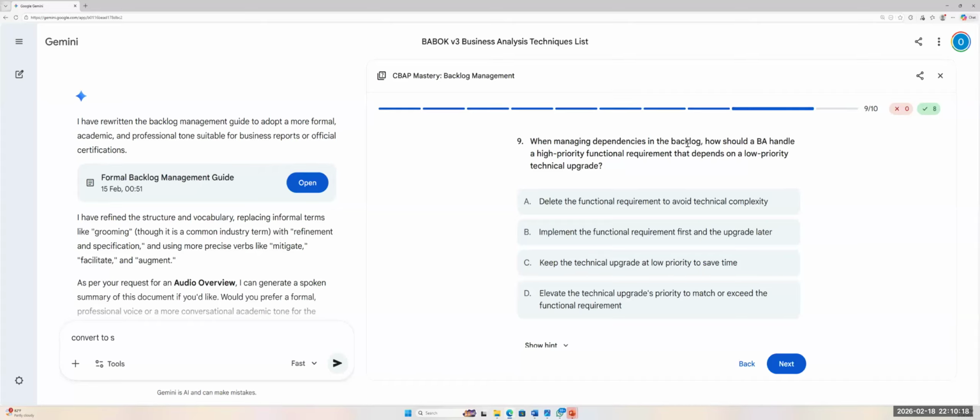When managing dependency in the backlog, how should a BA handle a high priority functional requirement that depends on a low priority technical upgrade?